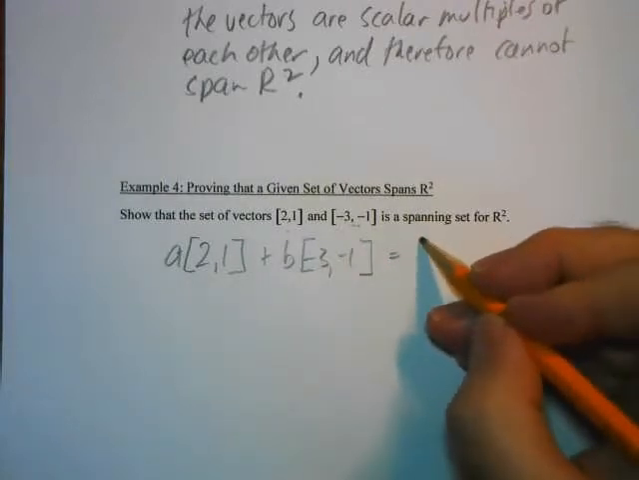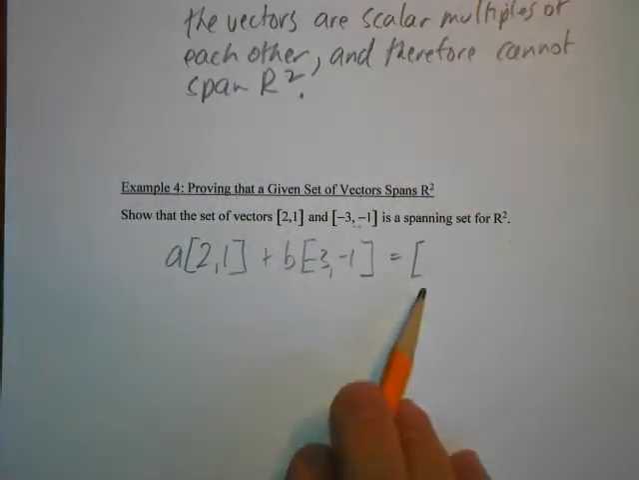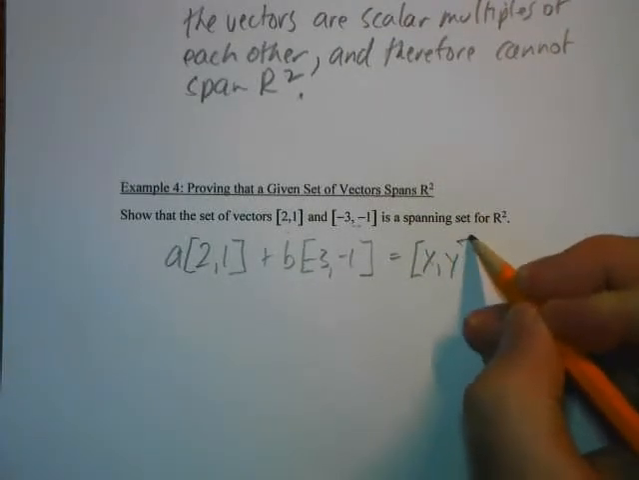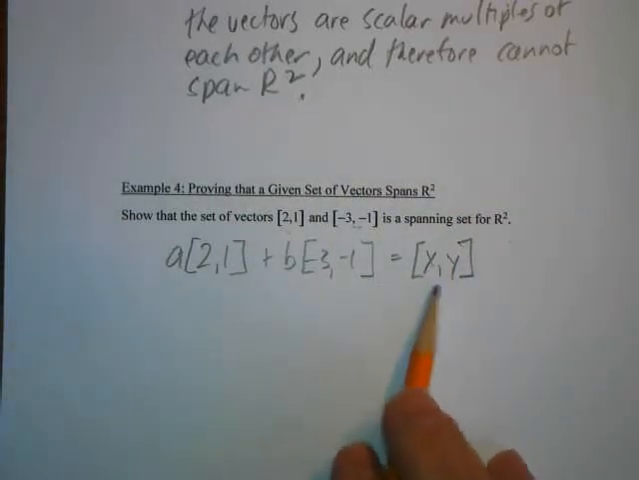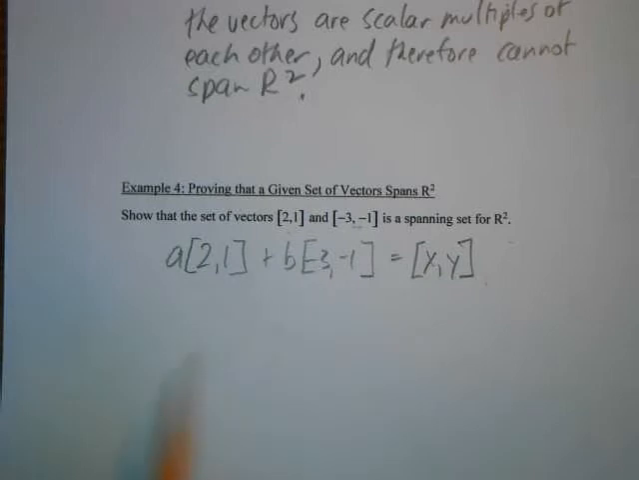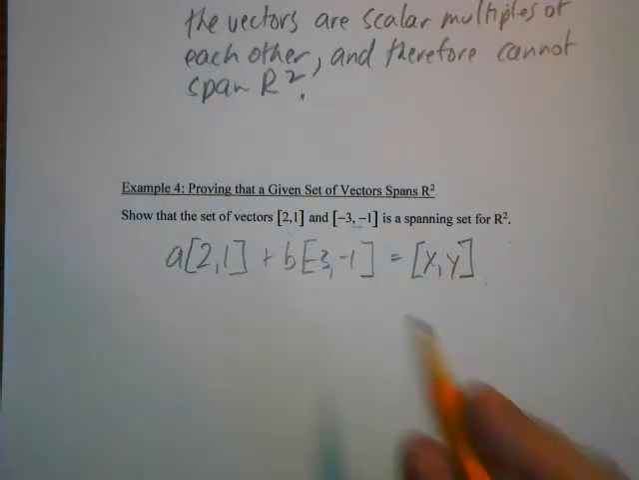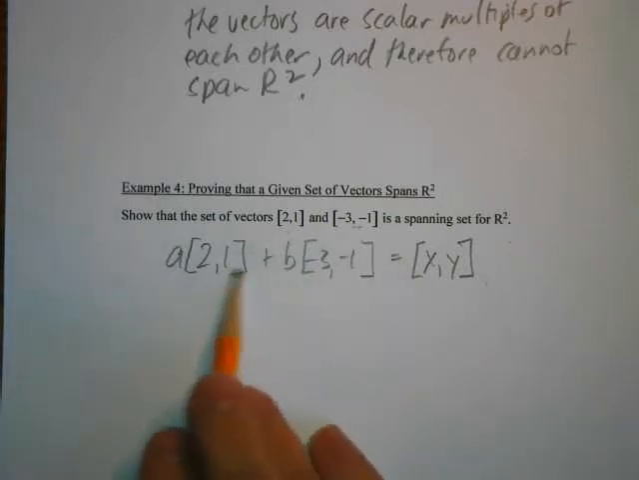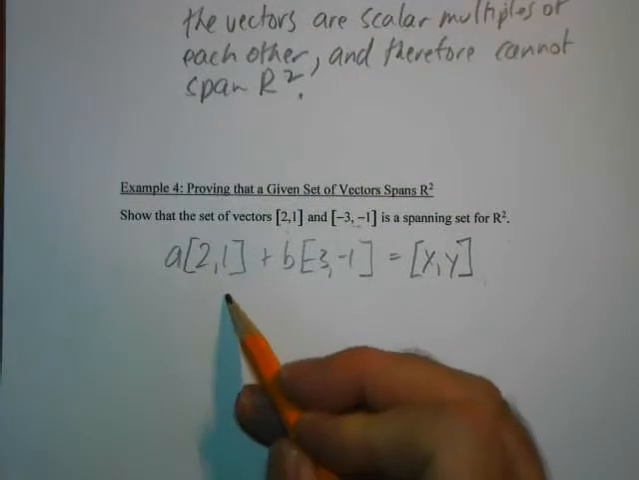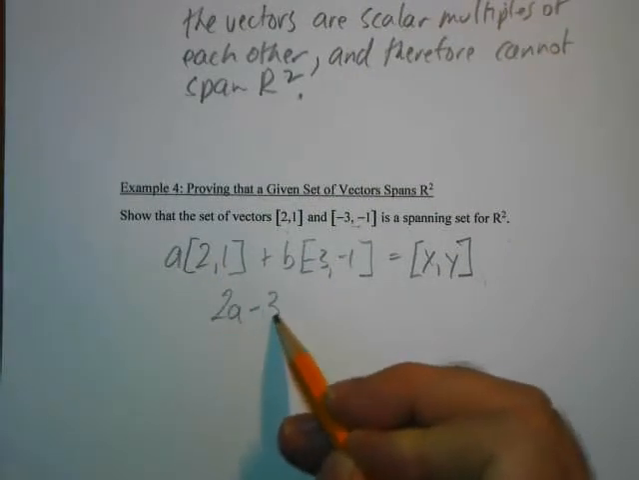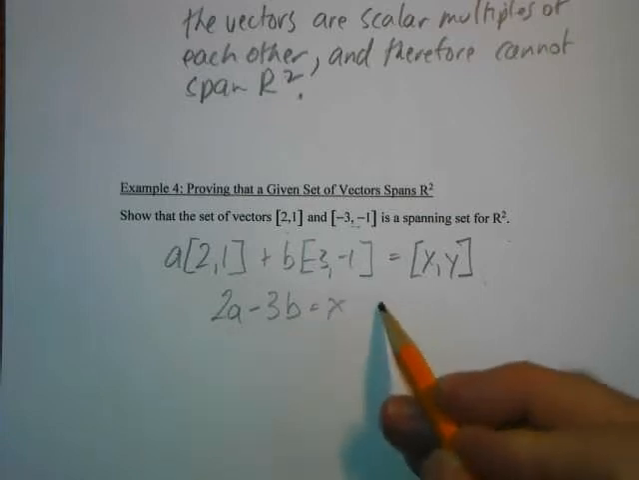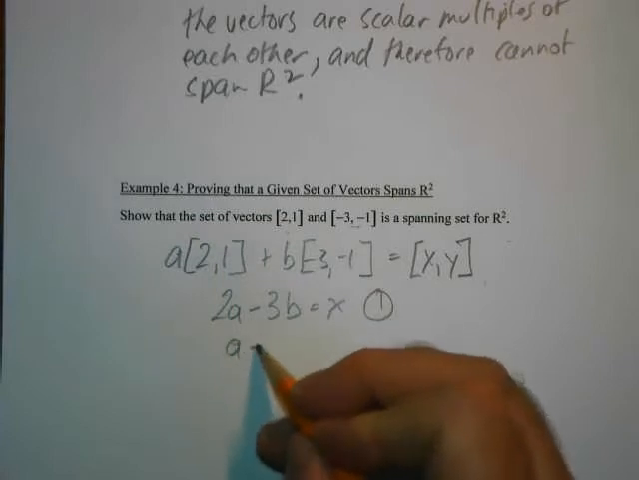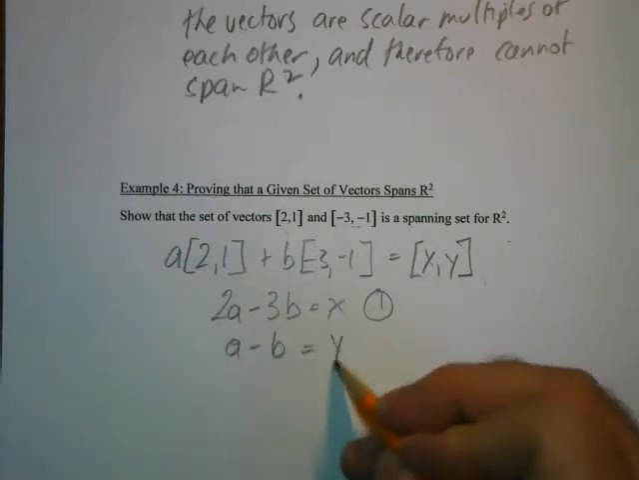Now instead of actually having a desired vector here, we leave this very generic as just x, y. We want to be able to create any combination of x, y from these two. Okay, so it continues the same. We set up a linear equation for both the x component and the y. So we get 2a minus 3b is equal to x, first equation, and then we get a minus b is equal to y.